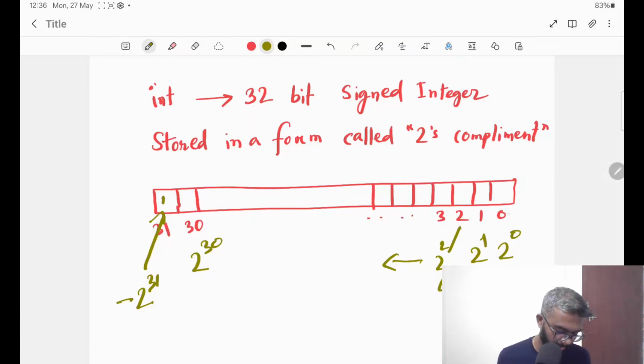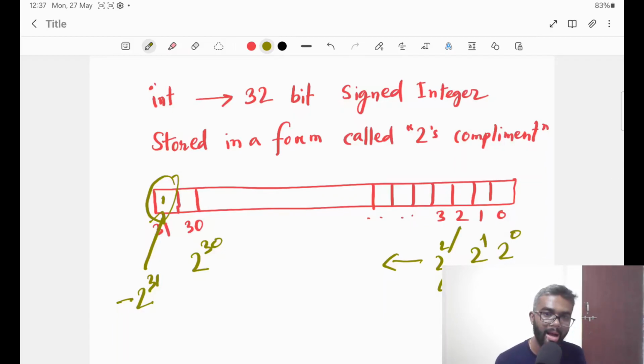For example, this bit 0 here has a positional value of 2 to the power 0, which is 1. Then the next has a positional value of 2 to the power 1, which is 2. And it goes on like this until the last one. This last bit's positional value is actually minus 2 to the power 31 and not plus 2 to the power 31. So all the bits from 0 to 30 have a positive positional value, and the last one has a negative positional value.